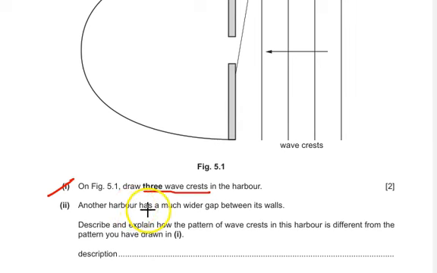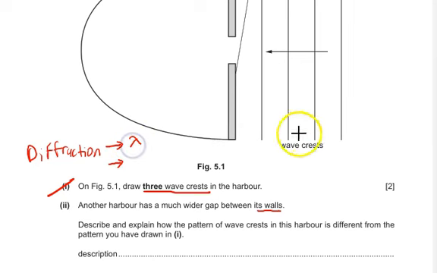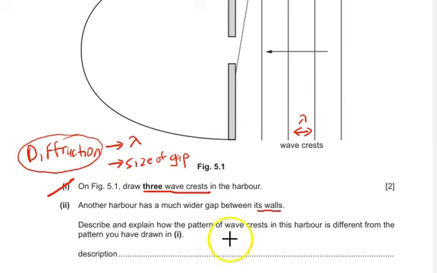Another harbour has a much wider gap between its walls. This process is called diffraction, and it is influenced by 2 factors. One is the size of the wavelength, lambda. The other factor is the size of the gap or opening. So these are the 2 factors that influence the diffraction effect.